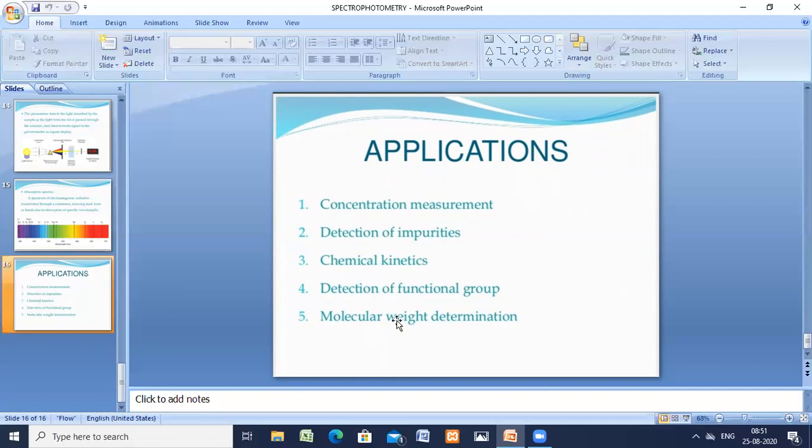I'm going to give you some examples. Concentration measurement: chromium in potassium dichromate, manganese in manganese sulfate, iron with thiocyanate. We'll see some examples of concentration measurements and impurity detection. First, concentration measurements, in a simple way.